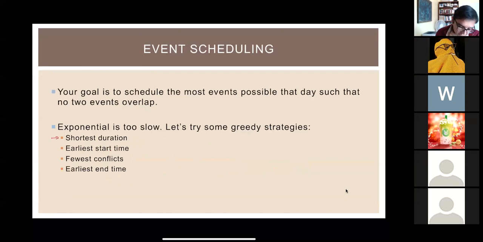Shortest duration. That is something that one of you suggested. Earliest start time, pick the one that starts as soon as possible. I think that is basically Paolo's suggestion. Pick the one that starts as soon as possible because you don't want to waste any time. Pick the one with the fewest conflicts. I don't think anybody suggested that. And pick the earliest end time. So the ones that you all suggested were these three. And there's another one here: pick the one that has the fewest conflicts with other events. These all sound like fairly sensible greedy strategies. Let's try them out and see what happens.